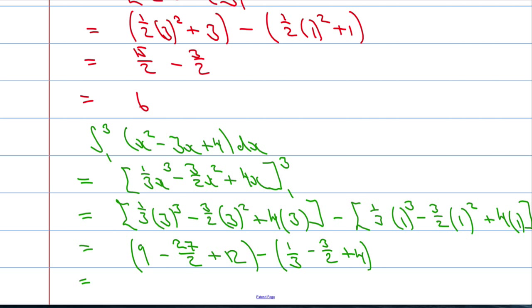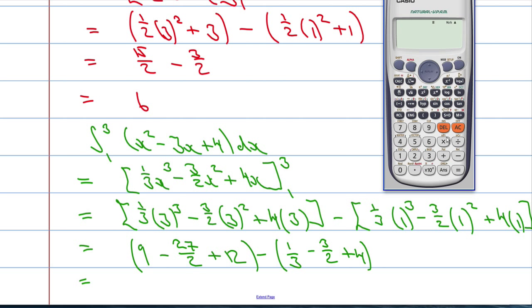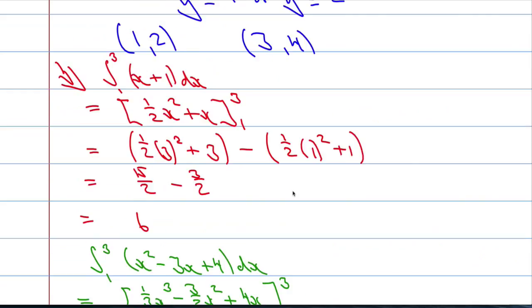Okay, certainly got to get the calculator out for this, because otherwise we'll be here all day. Right, so we need 9 minus 27 over 2 plus 12, minus 1 over 3 minus 3 over 2 plus 4, and when we work that out we get 14 over 3. So the green area is 14 over 3.